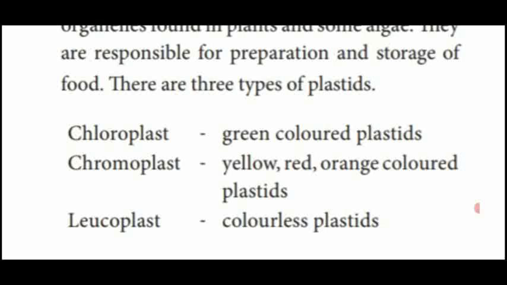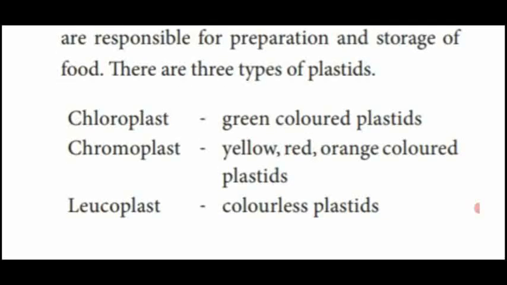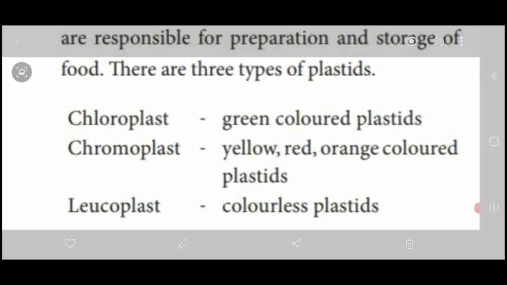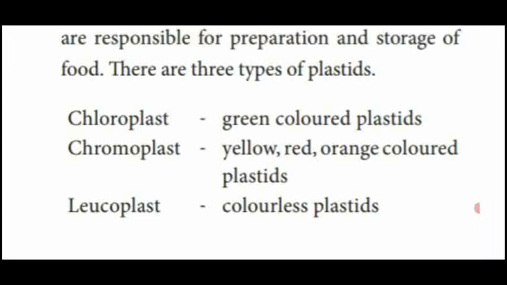Next, this plastid is divided into three types. One is chloroplast. We already studied it in 9th standard. It's a green colored plastid, that is, the chlorophyll pigment. The chlorophyll pigment is present in plant parts such as stem and leaves.